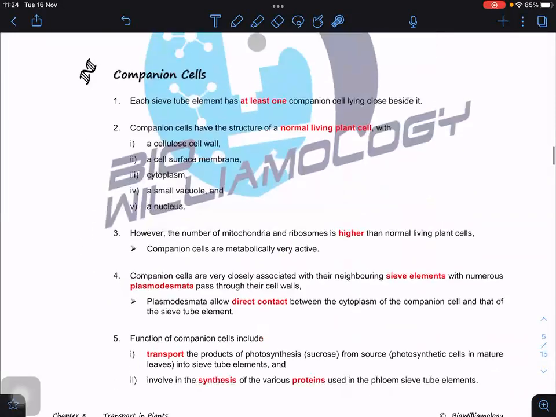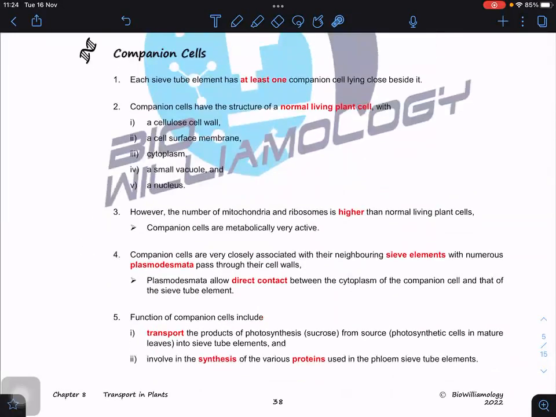Now, one very important cell in the phloem tissue is called the companion cell. You have to know that each sieve tube element must have at least one companion cell. Are you clear? At least one companion cell. Companion cells have the structure of a normal living plant cell: cell wall, cell surface membrane, cytoplasm, small vacuole, and a nucleus. Are you clear?